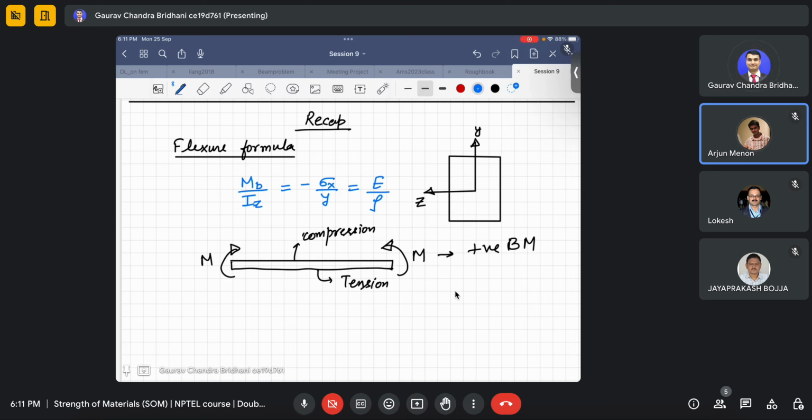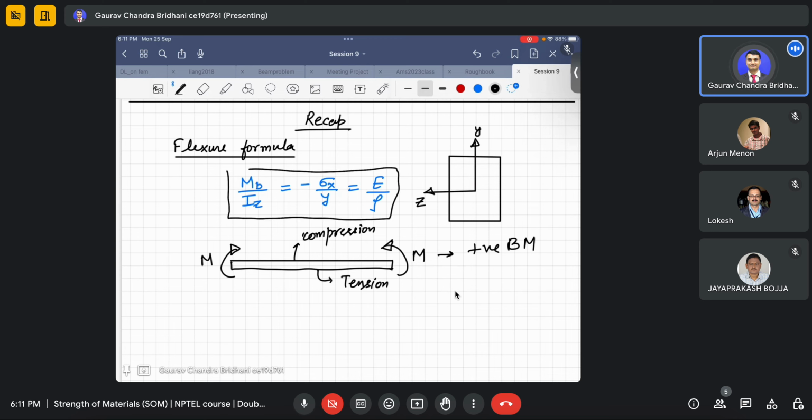Yeah. So now one more important thing to remember is that this flexure formula, as you might remember from the lectures, was derived for constant bending moment.